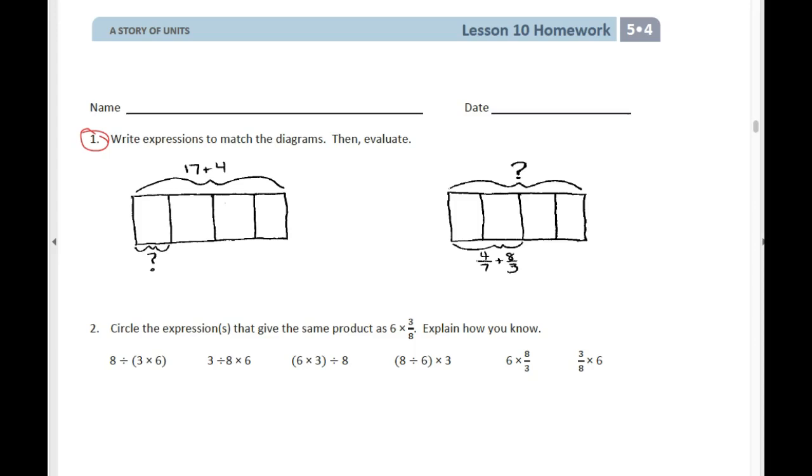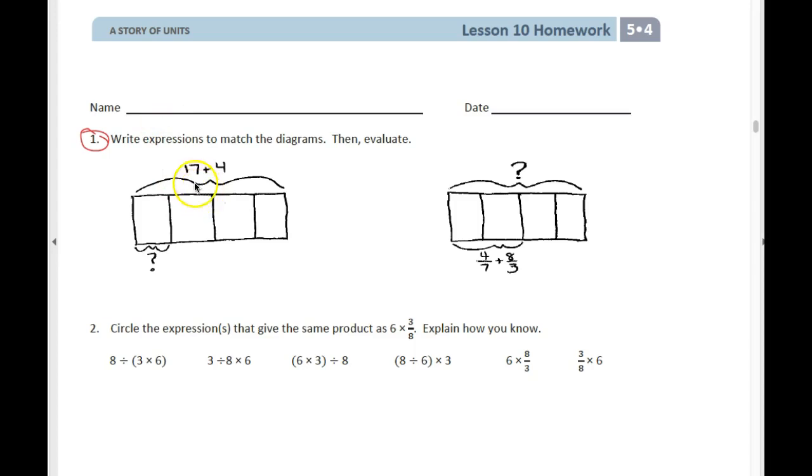What we're looking at today is actually going to start involving some algebraic things for you to take a look at. So I'm going to start with this very first one. I've even already circled it so I wouldn't forget. Write expressions to match these diagrams and then evaluate them.